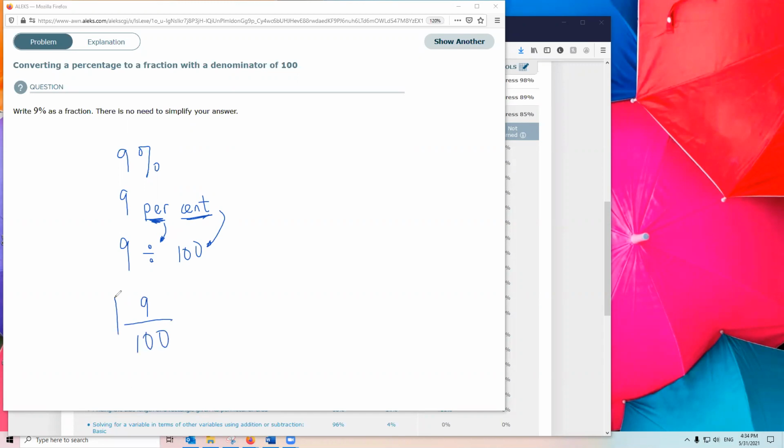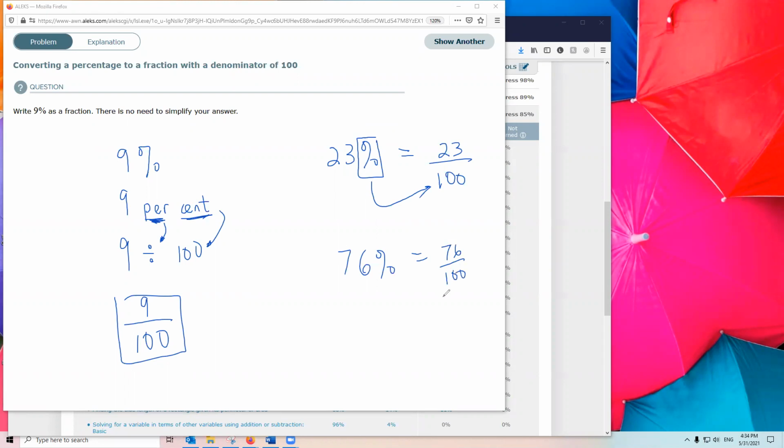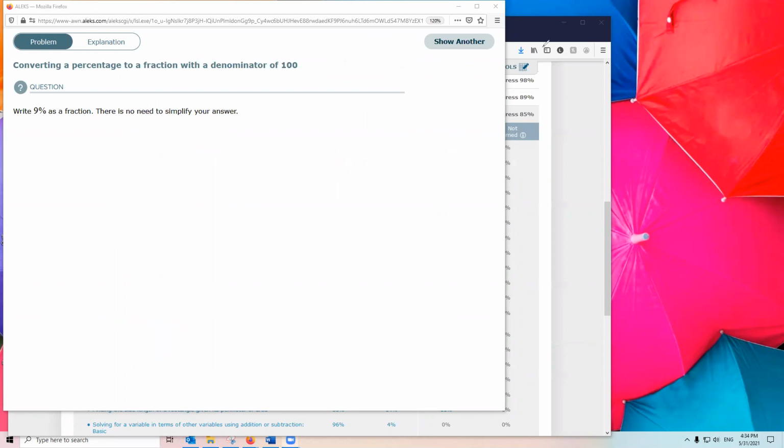So that's the answer. All you have to do is take a percentage. So if I gave you 23%, take that number 23 and put it over 100, because the percentage symbol means divide by 100. Okay, 76% would be 76 divided by 100. Okay, let's do a few more examples.